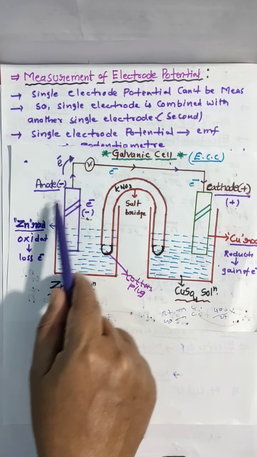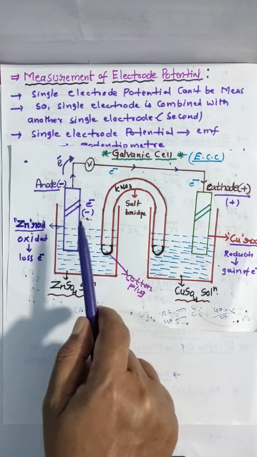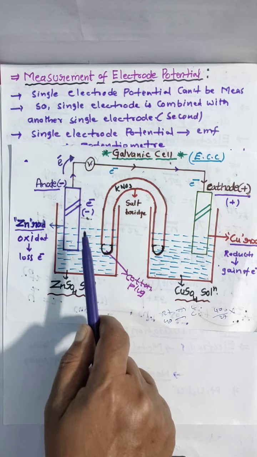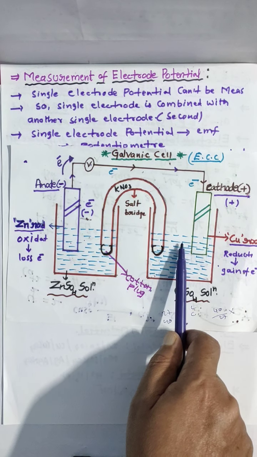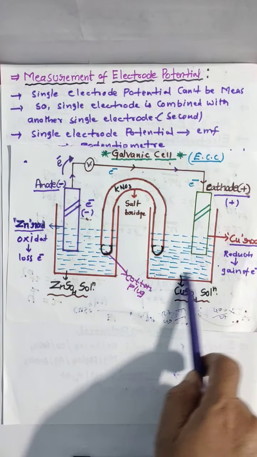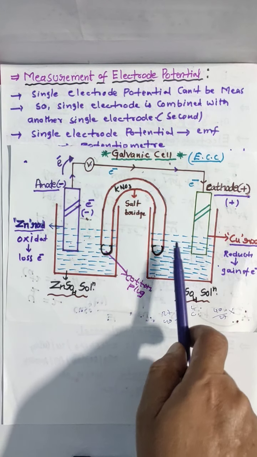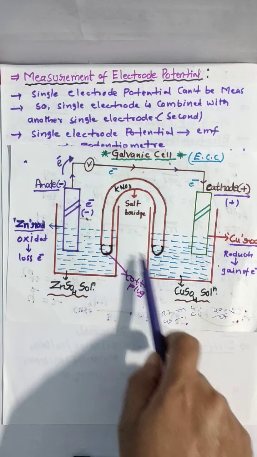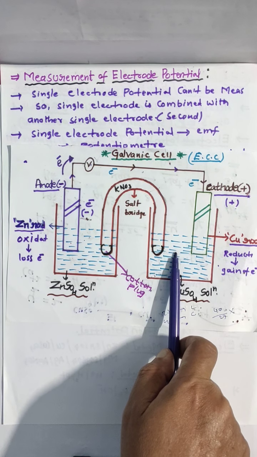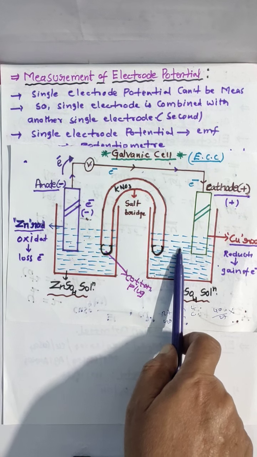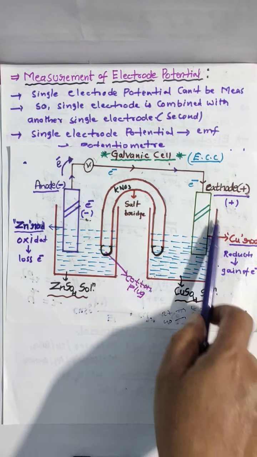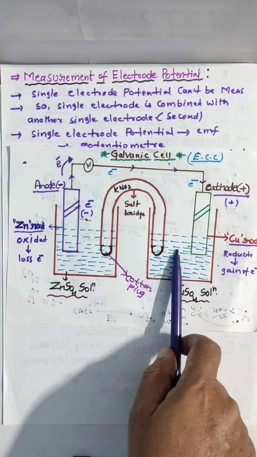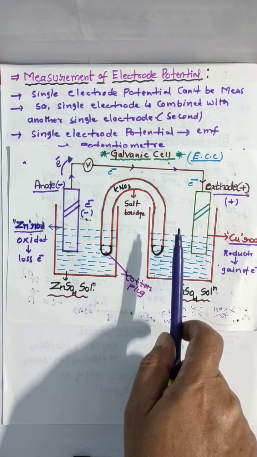See here, I am showing. I want to calculate the electrode potential of this single electrode. It is not possible. That's why we are combining this single electrode with a second single electrode. The second single electrode which we are combining with the first one should be of exactly known potential. Means one single electrode potential we have to know beforehand. Then only can we compare the second one. This single electrode of exactly known potential is called the reference electrode.